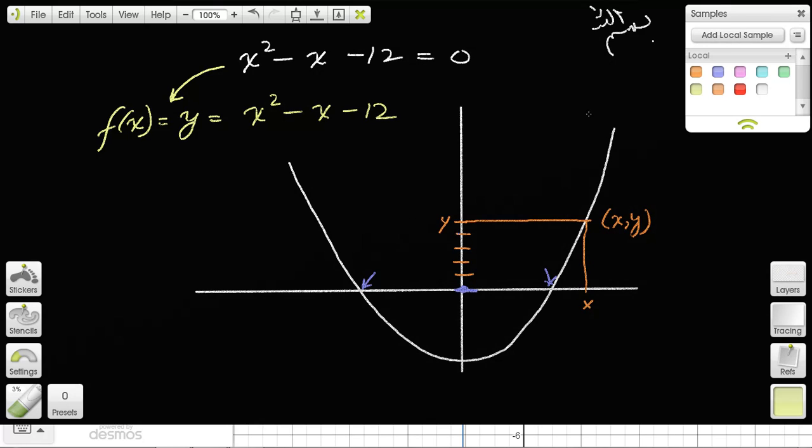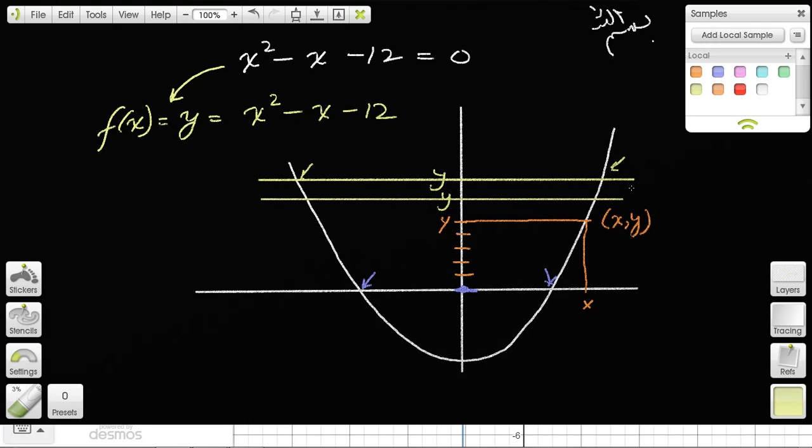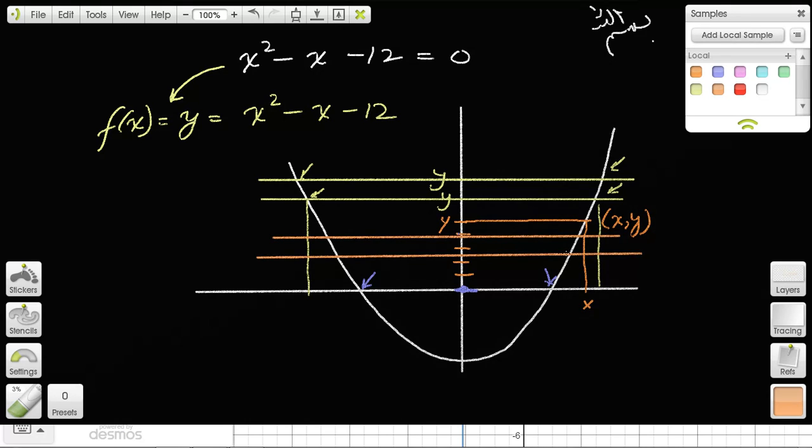Here, see, over here, there are two x values for one y value. So this y value corresponds to this x and this x. And then over here, this y value corresponds to this x and this x value. If you keep going that way, the y is getting smaller and smaller. Here y is like 1 or something like that. So for one y value, there are two corresponding x values. But when y is 0, the two corresponding x values are the x-intercepts.